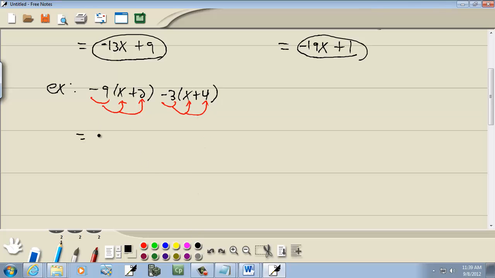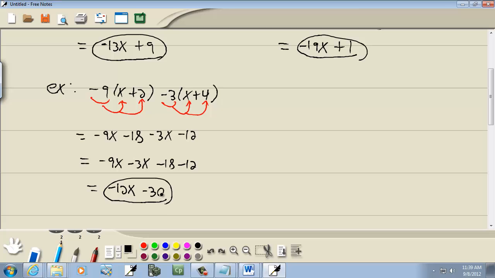Well, negative 9 times x is negative 9x. Negative 9 times 2 is negative 18. Negative 3 times x is negative 3x. And negative 3 times 4 is negative 12. Now again, I'm going to rearrange it so like terms are together. So I got negative 9x and negative 3x, and negative 18 and negative 12. Combine together like terms. Negative 9x, negative 3x is negative 12x. Combine together the numbers. We've got negative 18, negative 12, which gives us negative 30. And that's our answer.